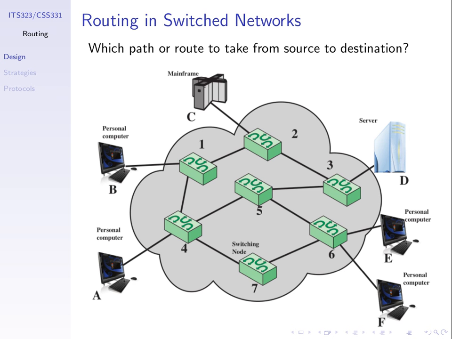My algorithm tells me to get to F, your path is 4, 7, and 6. But we discover that node 7 is not working, so what we'd like is an algorithm that will adapt and maybe choose an alternate path for us. Maybe 4, 5, 6. And now I'll start sending my data across that different path.